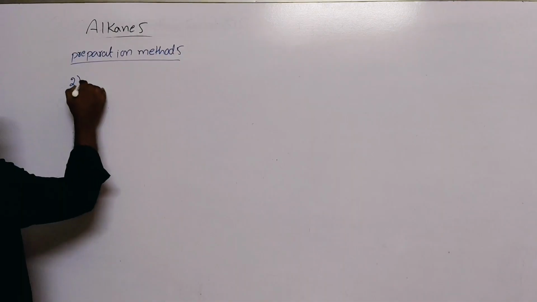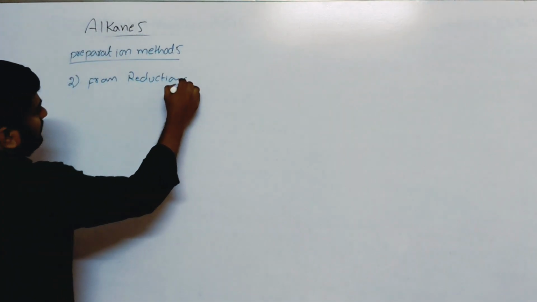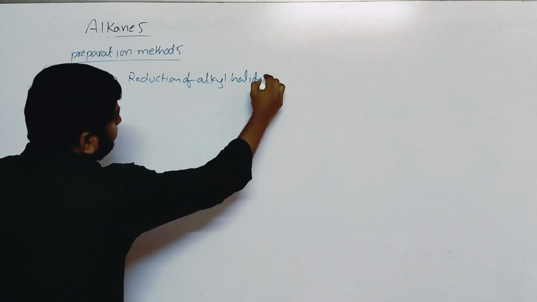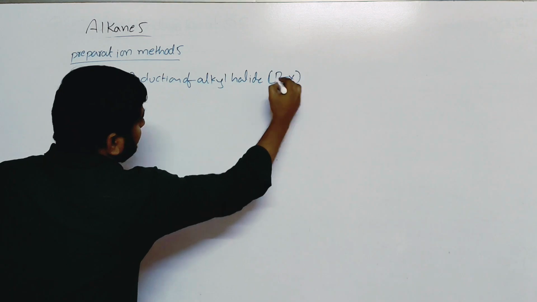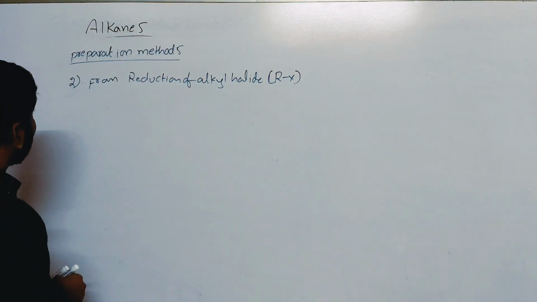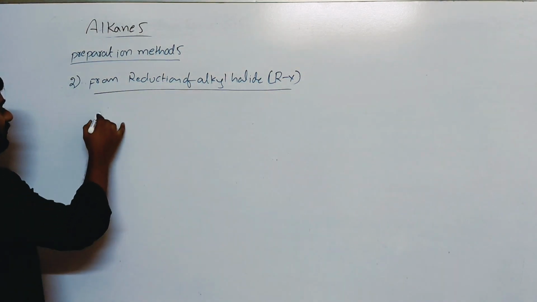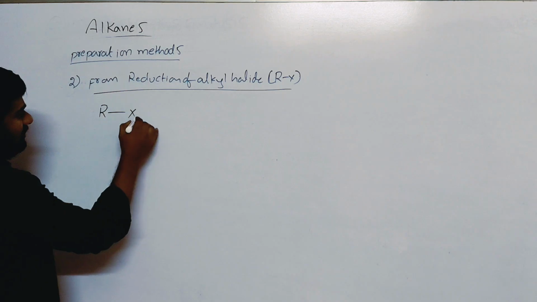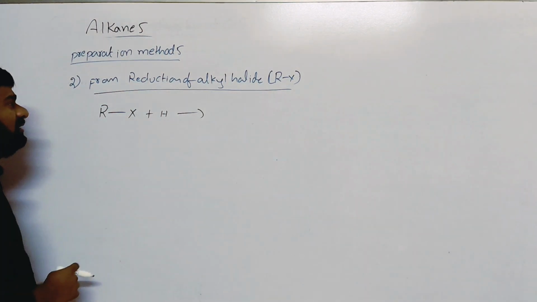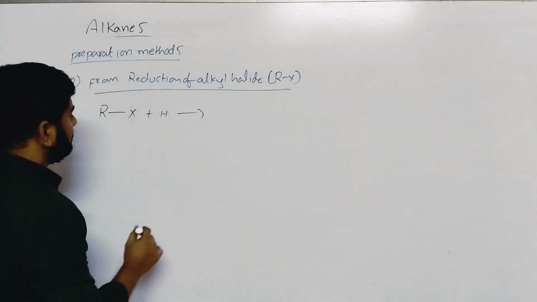Okay, next, from reduction of alkyl halide. Here alkyl halide is represented as RX. R means alkyl group, X means halide. So reduction of alkyl halide. If you take the alkyl halide, what is happening here? Also addition of hydrogens takes place. Here reduction in organic chemistry means addition of hydrogens.